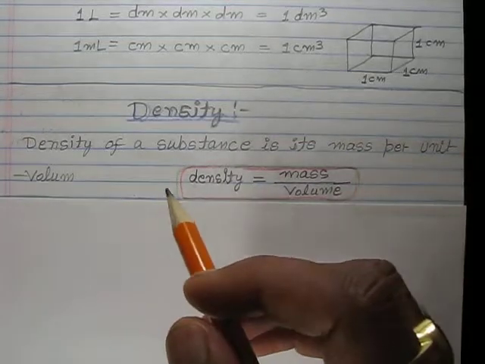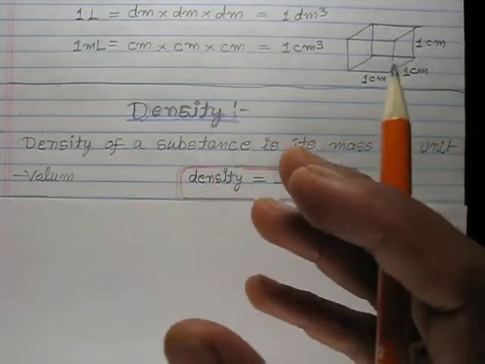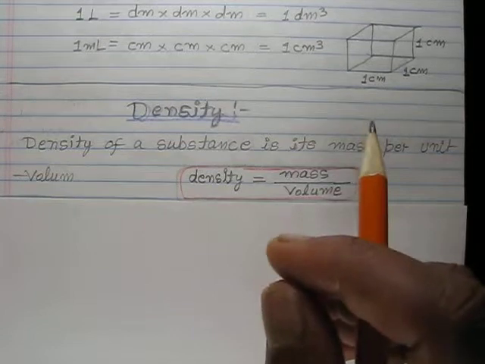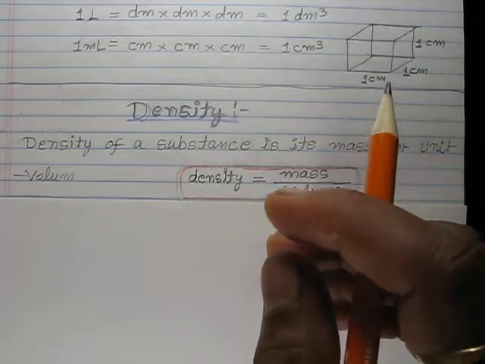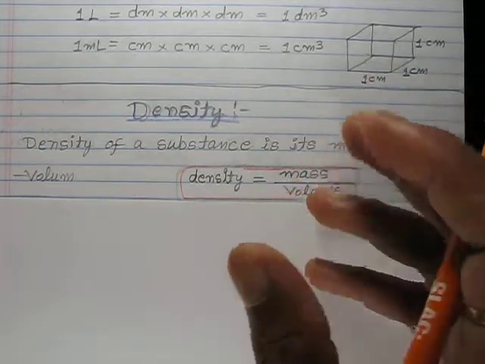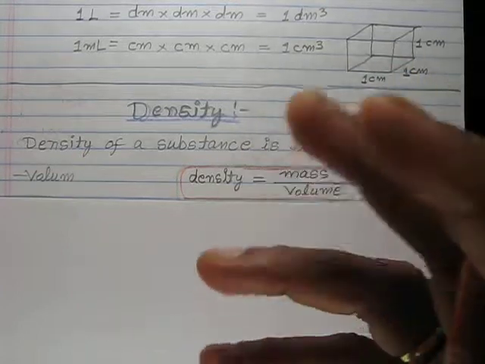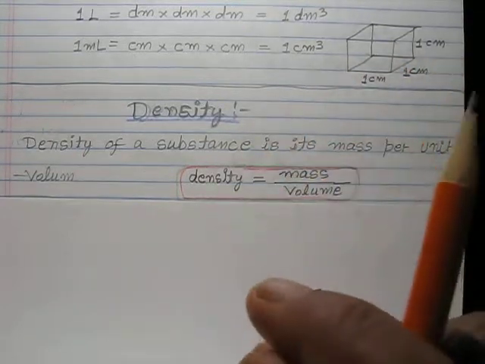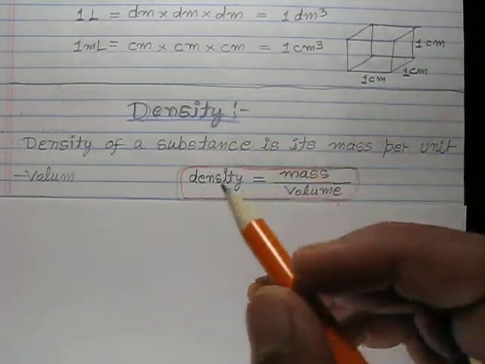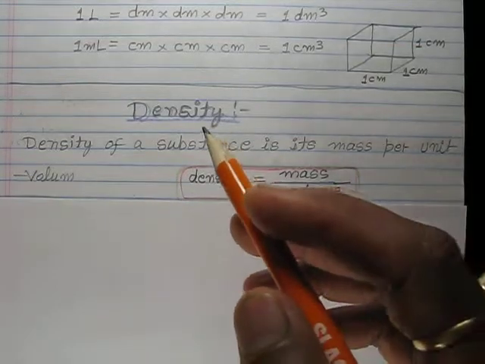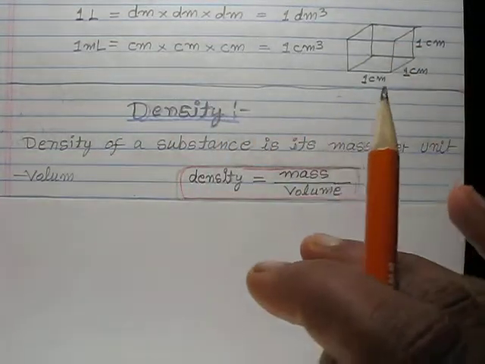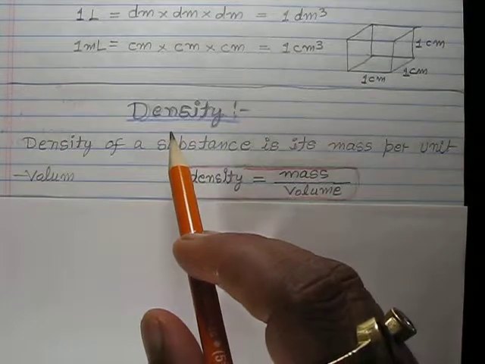But if you throw a wood stick or wood, it will float on the water. So why? Because rock, metal block, or nail have a higher density than the water, that is why they sink. But the wood has a lower density than the water, that is why it will float. So how do we calculate the density?